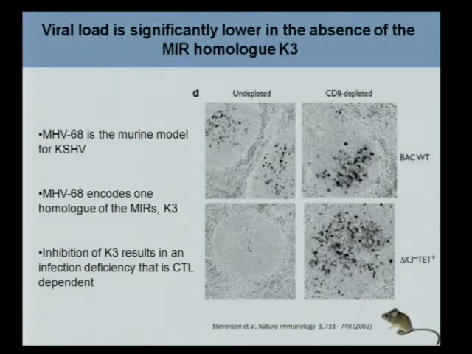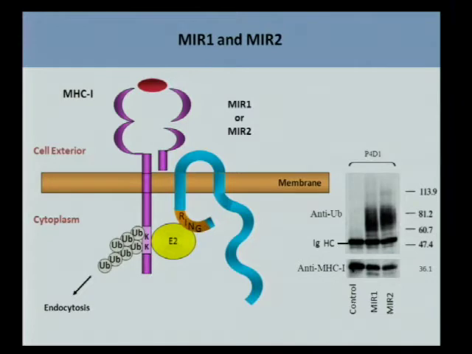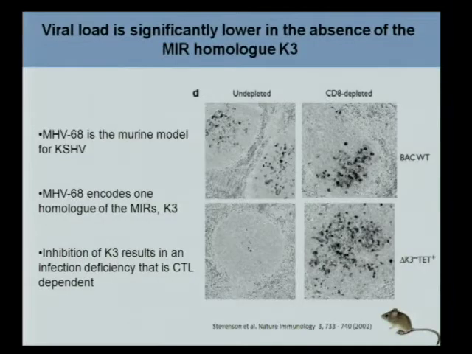So one question we would like to address is, how important are MIR-1 and MIR-2 for inhibiting the cytotoxic T cell response to KSHV? Unfortunately, we don't have any small mammal models for KSHV. However, we are lucky enough to have a murine virus that's quite similar to KSHV called MHV68. MHV68 is the murine model for KSHV. It's another gamma herpesvirus, and they have many genes that are very similar to each other. In addition, MHV68 encodes one homolog of the MIRs called K3, and it's been shown that inhibition of K3 results in an infection deficiency that is CTL dependent.